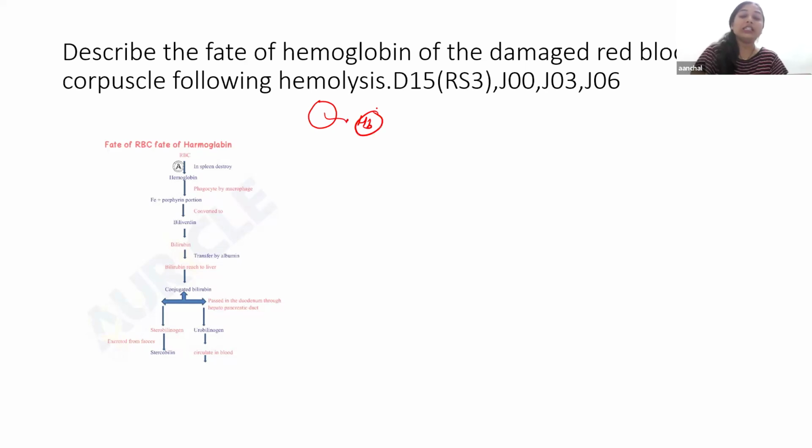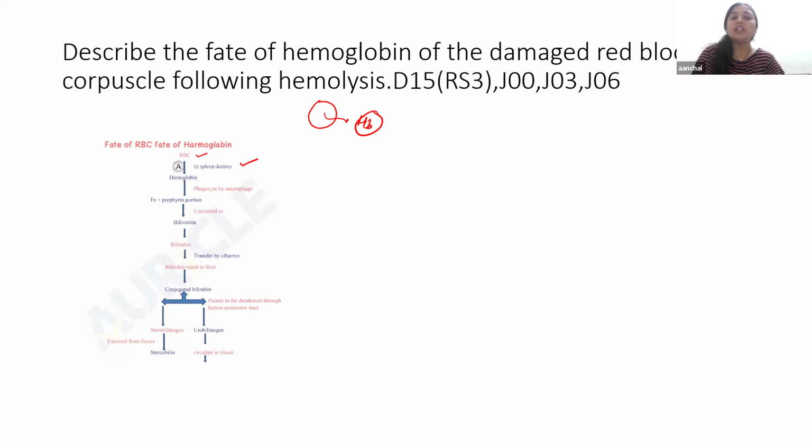Now the question is, what happens to this hemoglobin? We're going to understand this with the fate of RBC and the fate of hemoglobin. As we can see in the picture, when the lifespan of RBC ends, meaning 120 days are completed, it gets stored inside the spleen. Now hemoglobin gets ejected out, and by phagocytes like macrophages, it gets converted into iron plus porphyrin portion.